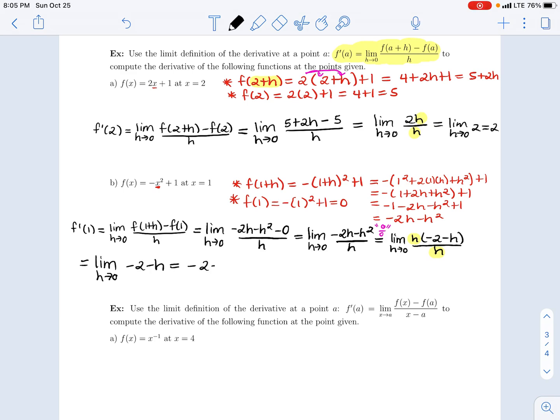And so now this is the stage where you plug in 0 for h and you get negative 2. Alright, and so here plug in 0 for h. And so you notice again that after I factored and canceled and I plugged in 0 into the limit, I stopped writing the limit notation. Alright, so that's when you stop writing.